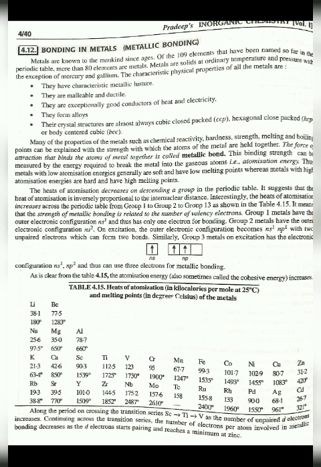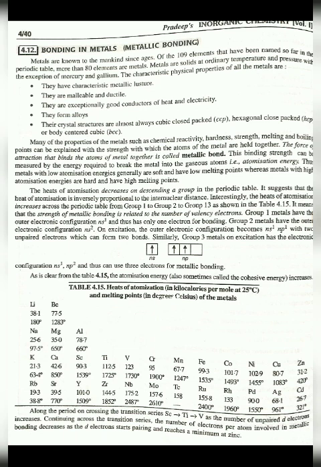Next, heading 4.12, bonding in metals, metallic bonding. Metals have been known to mankind since ages. Of the 109 elements that have been named so far in the periodic table, more than 80 elements are metals. Metals are solids at ordinary temperature and pressure with the exception of mercury and gallium.